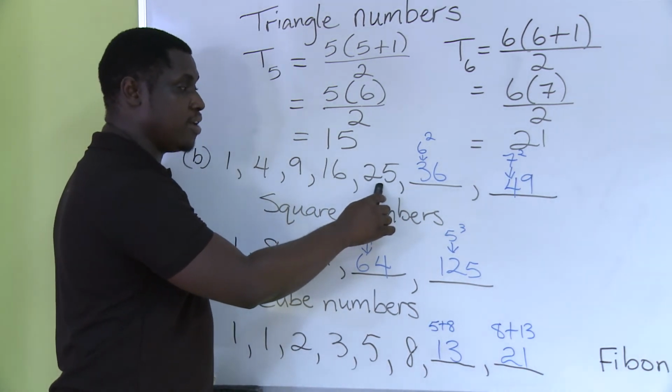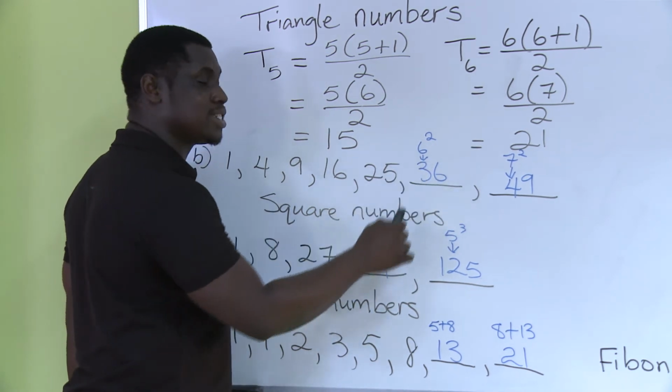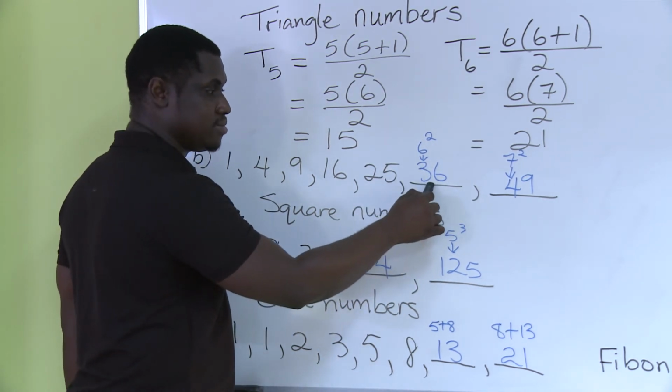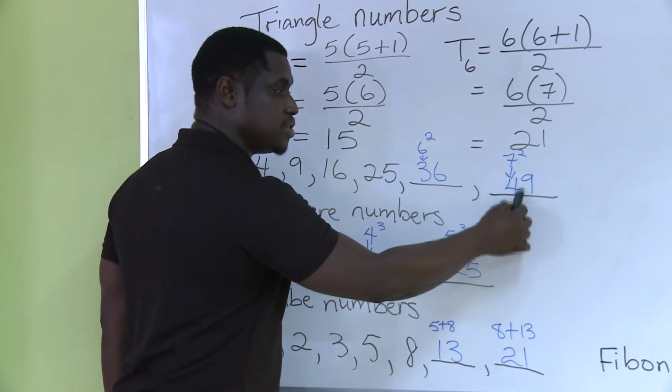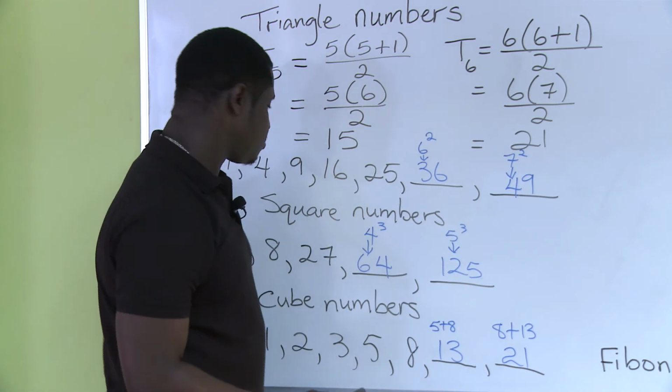5 fives are 25. So this term is going to be 6 squared, and 6 by 6 is 36. And the next term is going to be 7 squared. 7 by 7 is 49.